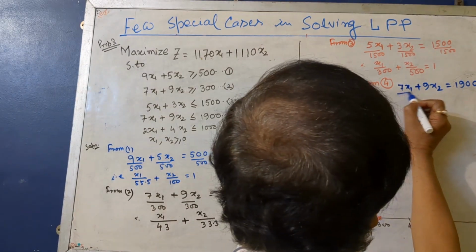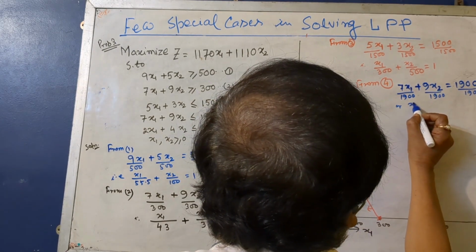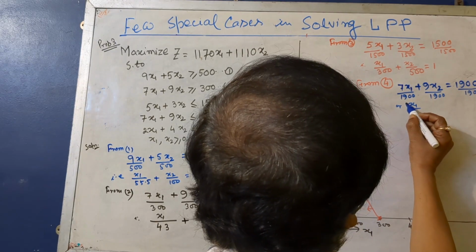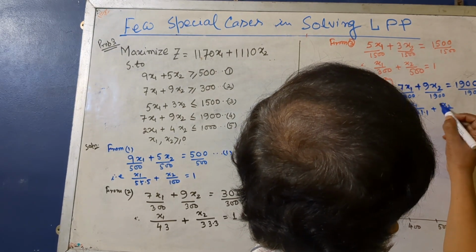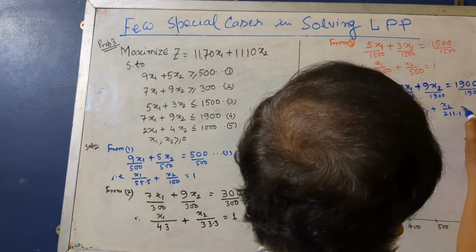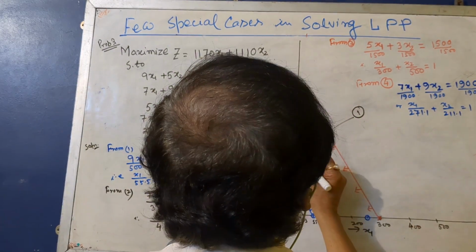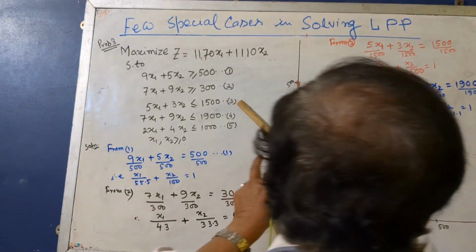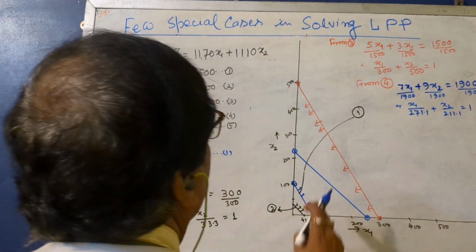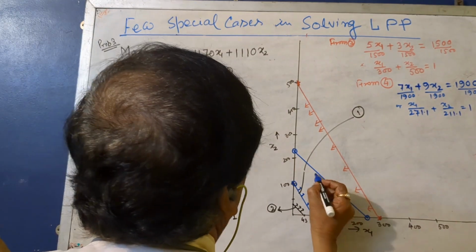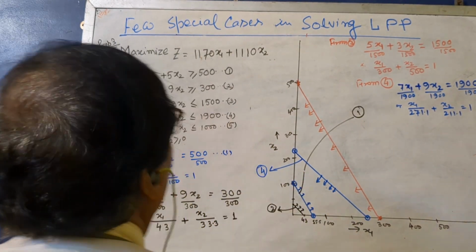Dividing by 1900, x1 divided by roughly 271 plus x2 divided by 211 is equal to 1. So this is the point, 271, and this is 211, another point, and we'll draw the line in this way. The movement of the line is, this is your fourth condition, less than or equal to, that's why the condition is this. This is the fourth condition.